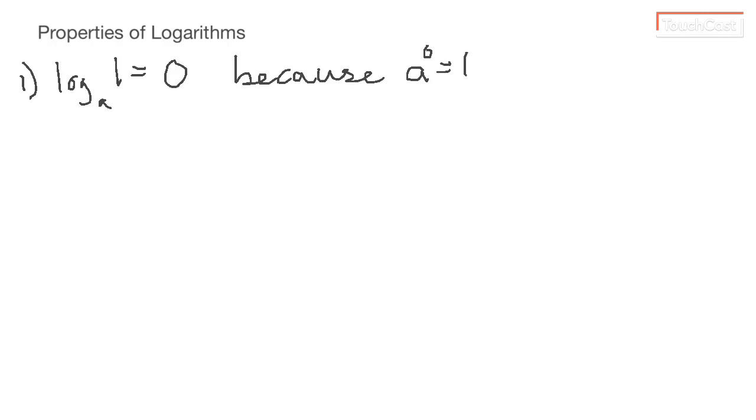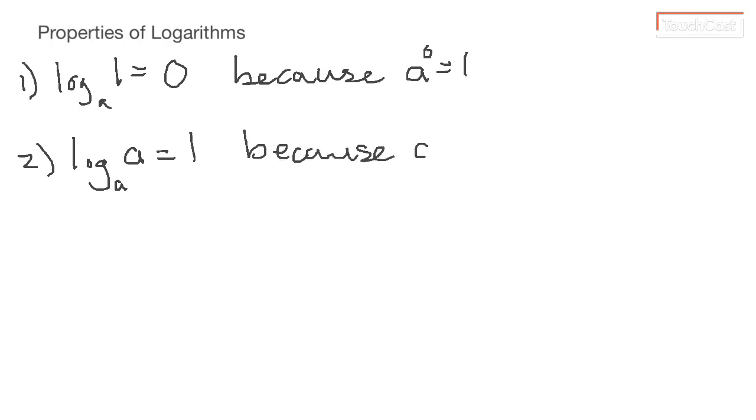And I've got 4 properties here. So my second one, if I have the log with the base of a, that's going to equal 1 because a to the first power is equal to a. If we were just rewriting these in their exponential form or going back and forth between exponential and logarithmic form, they work.